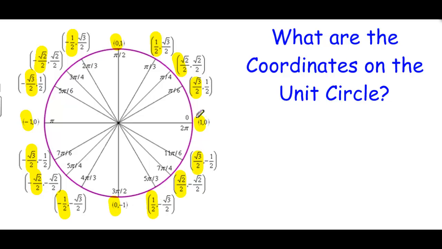So if you notice, cosine at 0 degrees, or 0 pi, starts at 1. At pi over 6, it's root 3 over 2. Pi over 4, it's root 2 over 2. Pi over 3, 1/2. Pi over 2, it's 0. And then so on all the way around. Well, I can use those points to help me plot my graph.